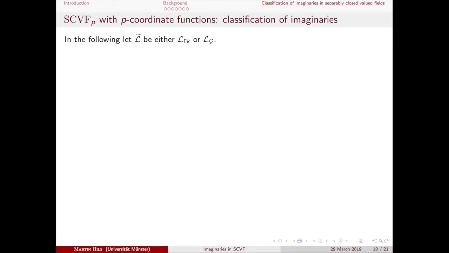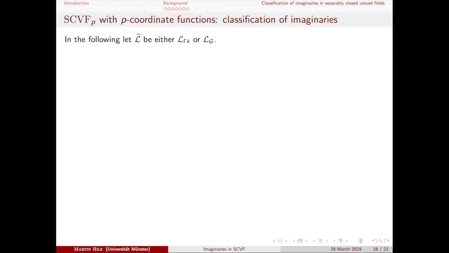Good. Now, several contexts to look at: ACVF, P. First one with P coordinate functions. So here the classification result was given first. As I said, the Hasse derivations lie below. If I have a P basis named, I have more structure, so it is easier to classify imaginaries. And we will see that it's easier.